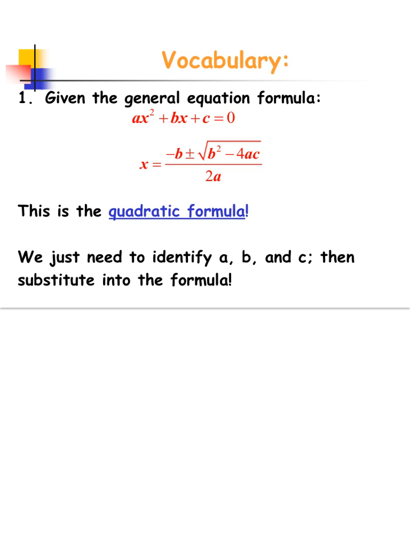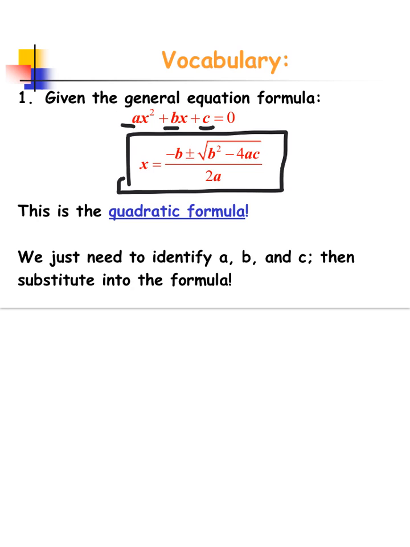For vocabulary, you'll have two things to get down. They're really more like formulas to write, so please copy everything here. If you're given the general standard equation ax squared plus bx plus c, when that's set equal to 0, here is, ta-da, the quadratic formula that we have to use, and it'll make us be able to solve any quadratic equation.